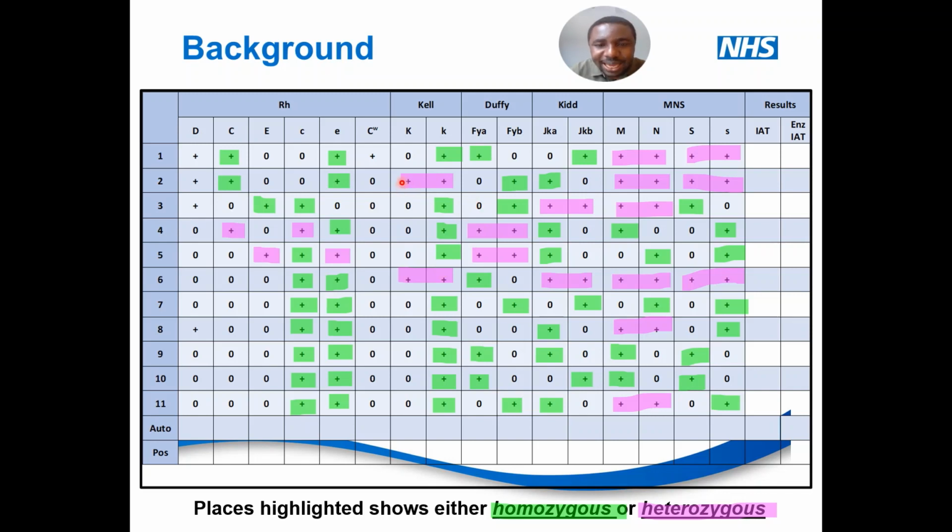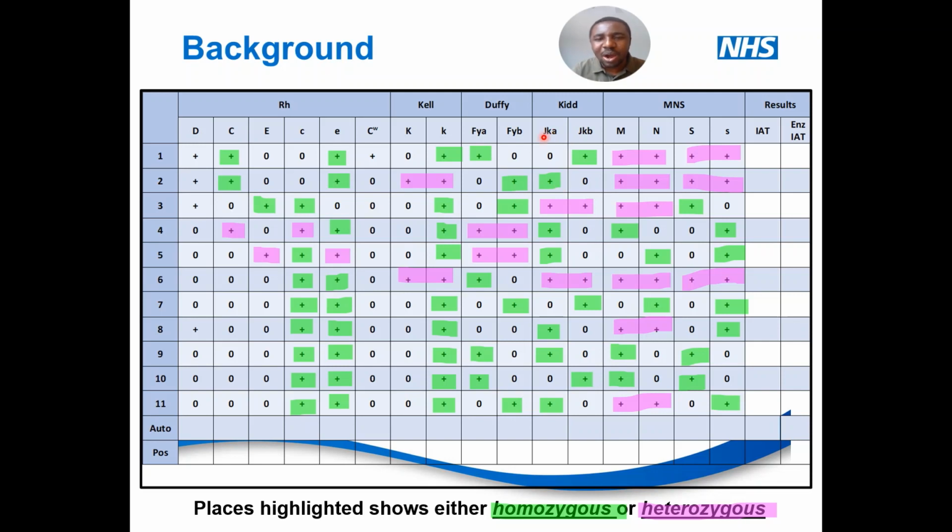So let's continue. Look at K. You will see that big K and small k are positive in cell number 2, so they are heterozygous here. But in cell number 1, small k is what? Homozygous. And in cell number 6, big K is what? Heterozygous with small k, okay? Now let's go to Duffy A and Duffy B. You can see that in cell number 4 and 5, both of them are positive, okay? They are heterozygous. But look at cell number 1, Duffy A is positive, Duffy B is negative, therefore Duffy A is homozygous here. Look at cell number 2, Duffy B is positive, Duffy A is negative, Duffy B is homozygous.